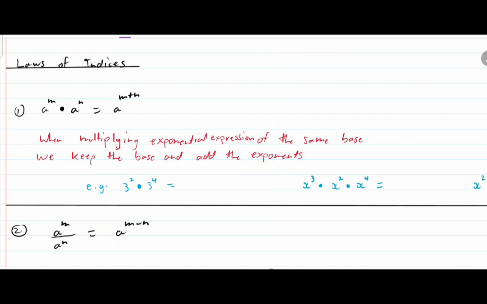Now, when multiplying exponential expressions of the same base, we keep the base and we add the exponents, right? So for example, if I had 3 squared times 3 raised to the 4th power, I'm going to keep the base, which is 3. I'm going to add the exponents, which is 2 plus 4. That's equal to 3 raised to the power of 6.